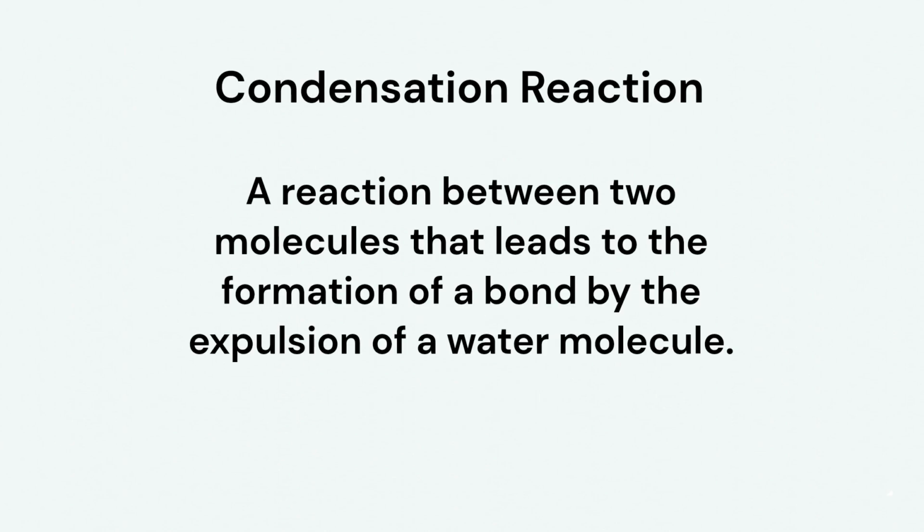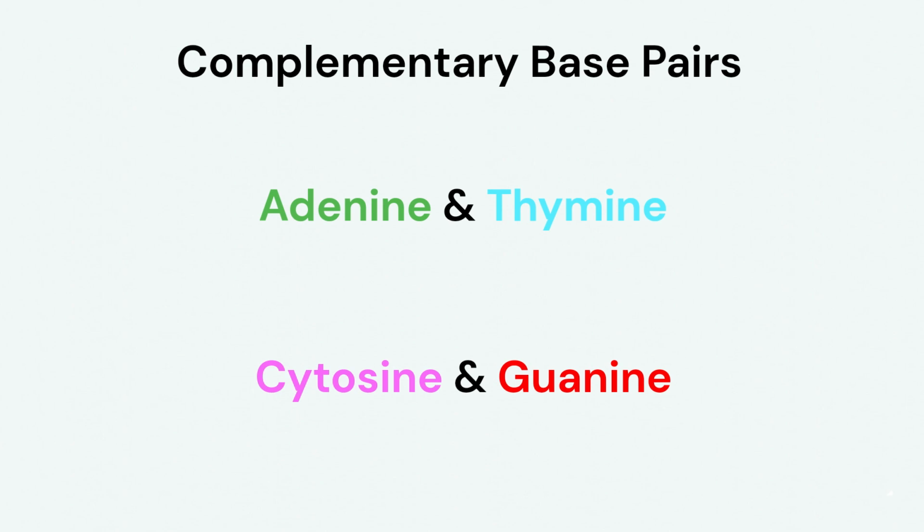Two nucleotides combine by expelling water through a condensation reaction, forming a phosphodiester bond. Additionally, each base has a complementary base with which it can readily form hydrogen bonds: adenine with thymine and cytosine with guanine, which binds two strands together.